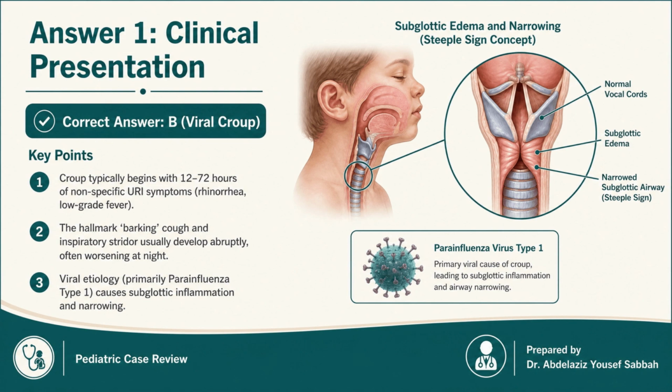Unlike epiglottitis, the child remains non-toxic and continues to swallow secretions, and unlike foreign body aspiration, the onset is preceded by viral upper respiratory symptoms rather than a sudden choking event.